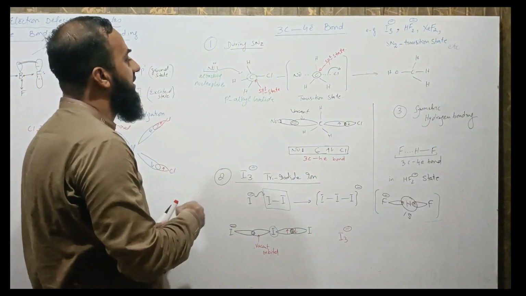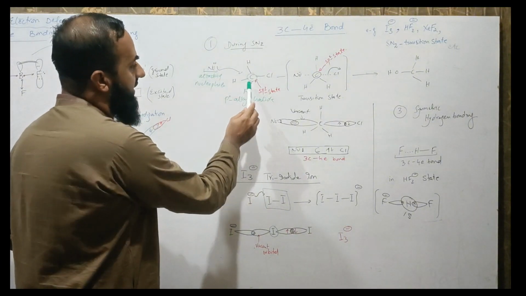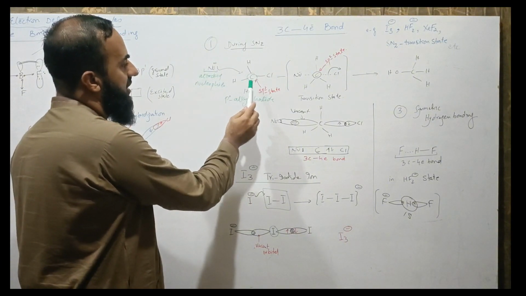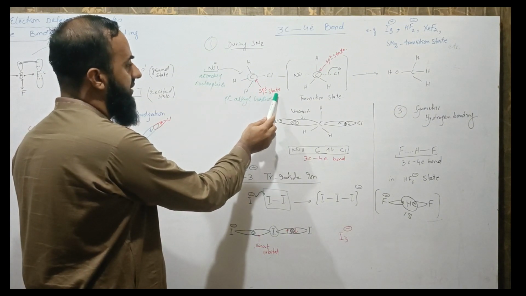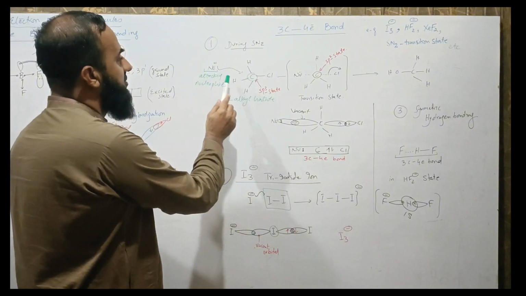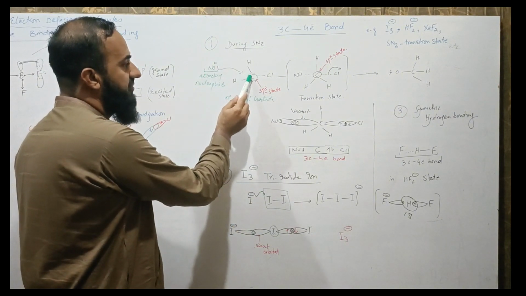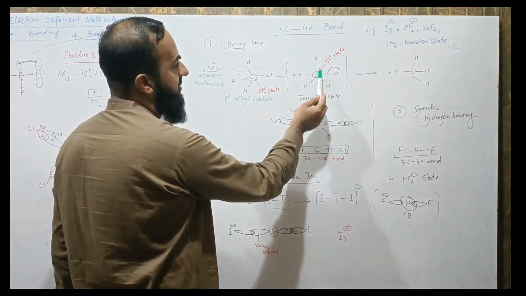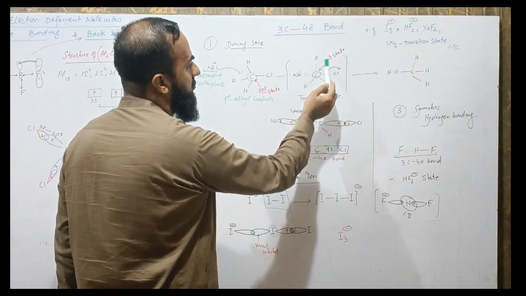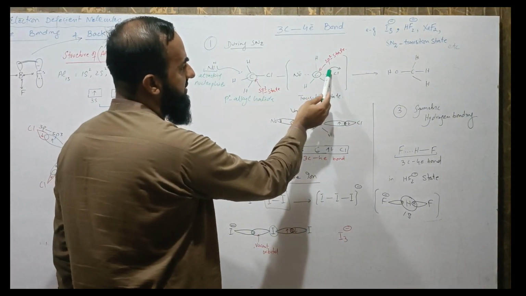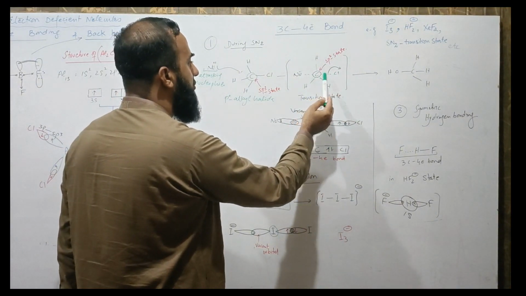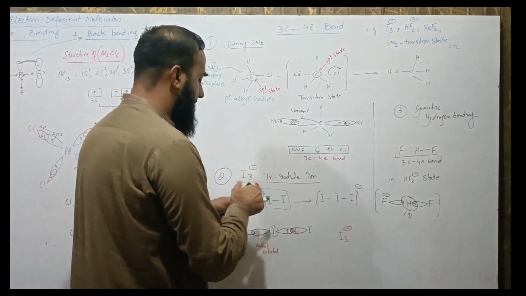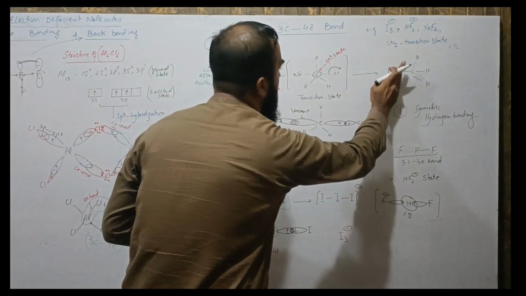This is a primary alkyl halide, and in this compound carbon is present in the sp3 hybridized state. So the attacking nucleophile attacks from the back side and this transition state is formed. In this state carbon is in the sp2 hybridized state. Finally this leaving group leaves the complex and we obtain the final product.